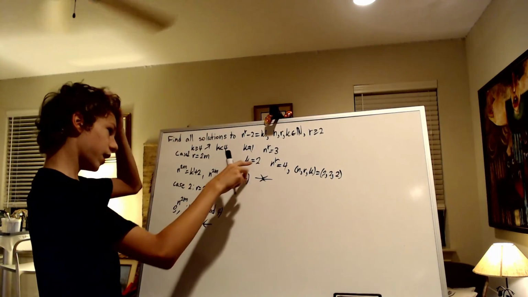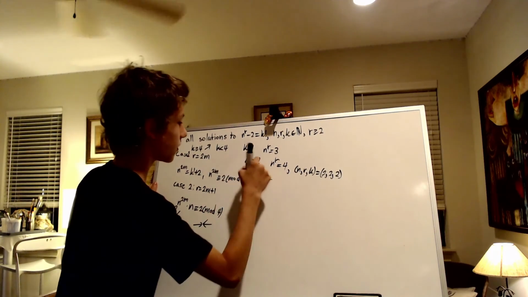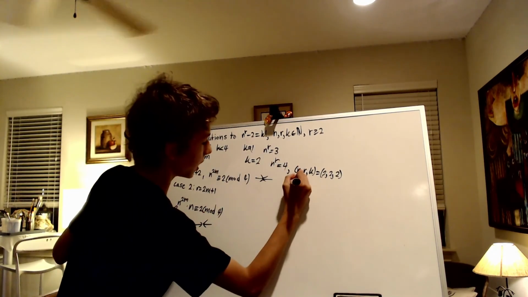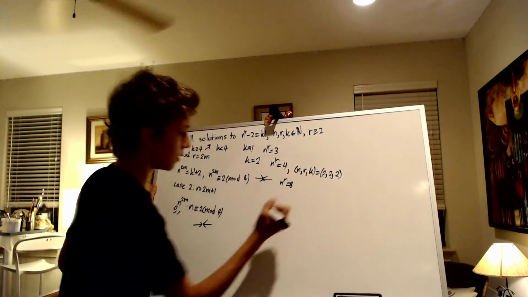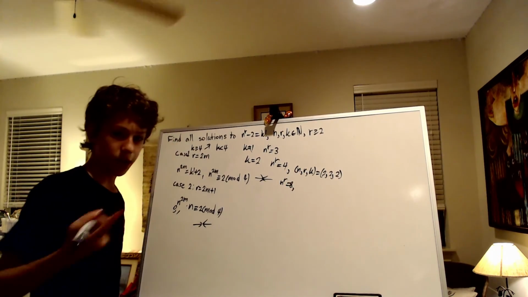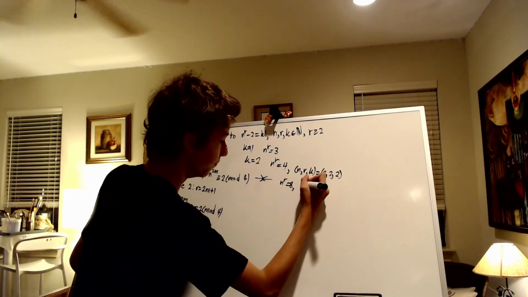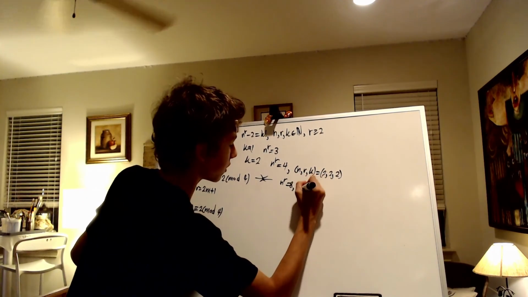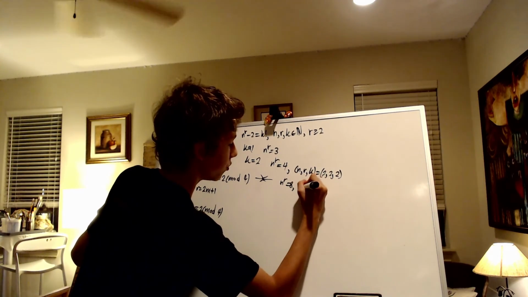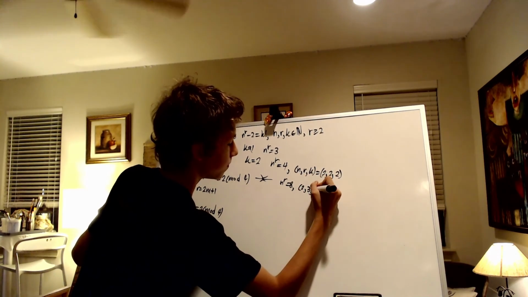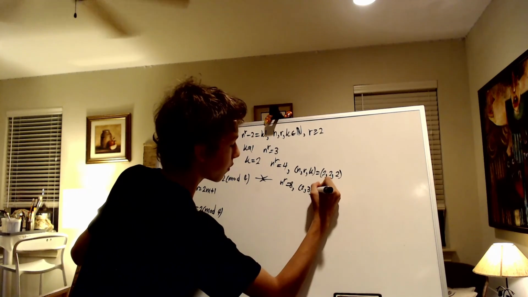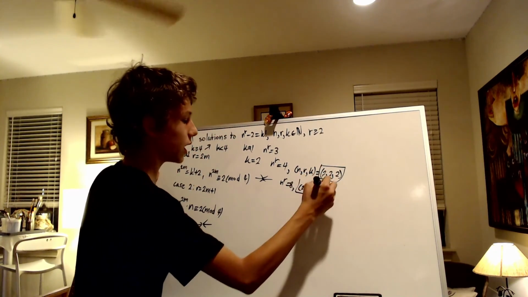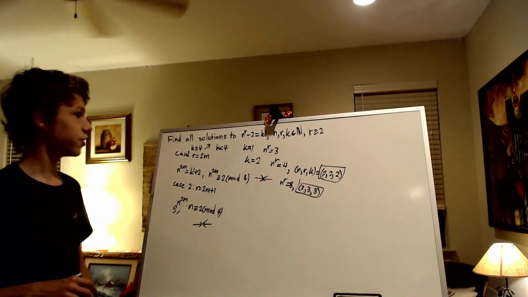Okay, and finally, let's consider k equals 3. If k equals 3, we're going to get 8 equals n to the r. And it's easy to see that the only solution here is n equals 2 and r equals 3. So in other words, we're just going to get the solution (2, 3, 3), right? So in other words, these two solutions exhaust all our solutions, and that finishes the problem.